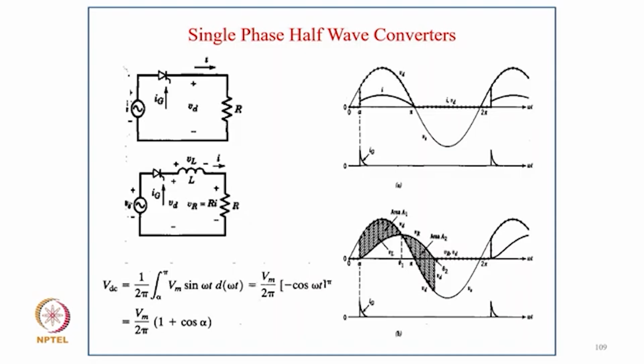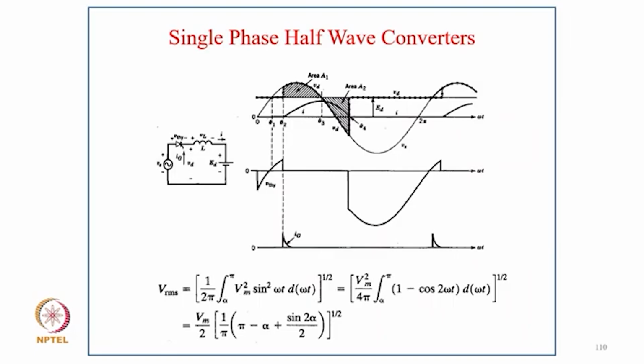So VDC here is 1 upon 2π ∫ α to π Vm sin ωt dωt, that comes to Vm upon 2π [−cos ωt] from α to π, and that becomes Vm upon 2π (1 + cos α). And with the battery load with the series inductor, how the waveforms are there, the current and typically the voltage across the thyristor. So Vrms equal to (1/2π ∫ α to π Vm² sin² ωt dωt)^½, that is equal to (Vm²/2π ∫ α to π (1 − cos 2ωt) dωt)^½, and equal to Vm/2 (1/π (π − α + sin 2α/2))^½.